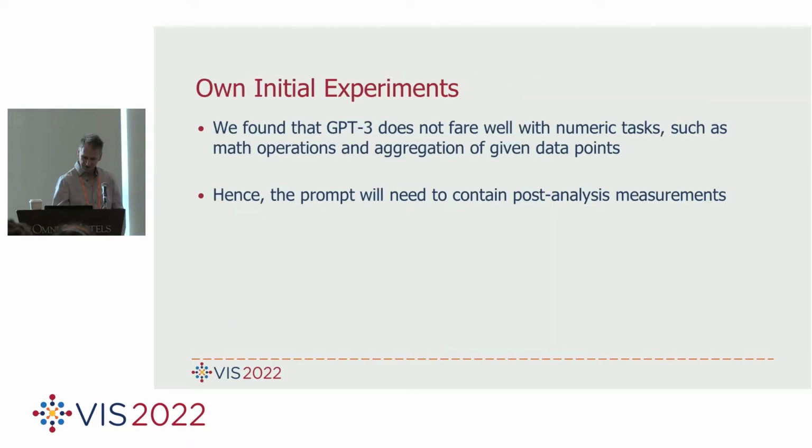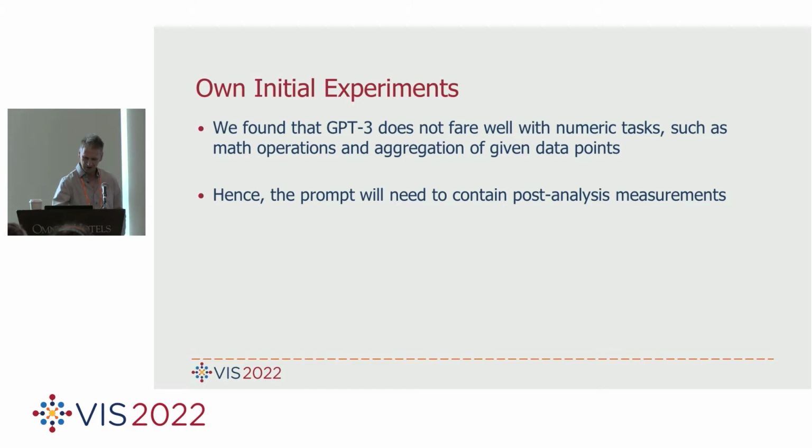Our initial experiments showed that GPT-3 doesn't really do well with numbers and aggregate things like that. If you give it some numbers, it doesn't really know what to do with them. I think I read somewhere that GPT-3 can even predict that 3 comes after 2, stuff like this. So you need to do some analysis before you give that to GPT-3.